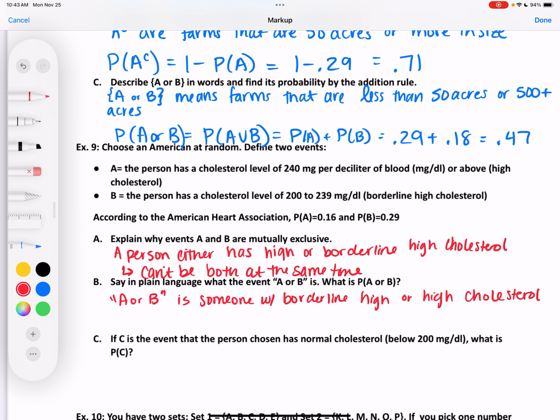And then what is the probability of A or B? So if you actually were going to find that mathematically, how would you do that? You would add 0.16 and 0.29. Yep, 0.16 plus 0.29, which gives us 0.45.